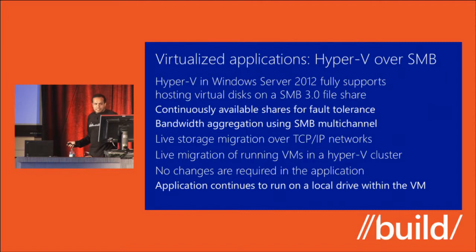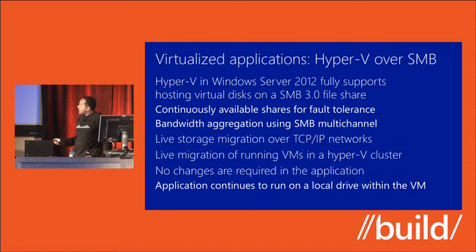Now, Hyper-V, as I said, completely supports hosting virtual disks and the Hyper-V configuration on a remote server. So you can set up a continuously available file share, host your Hyper-V configuration and your VHD on the file server, and run your app within the Hyper-V instance. Now, it automatically gets you all the benefits of multi-channel and continuously available SMB. Now, you could also get other additional benefits.